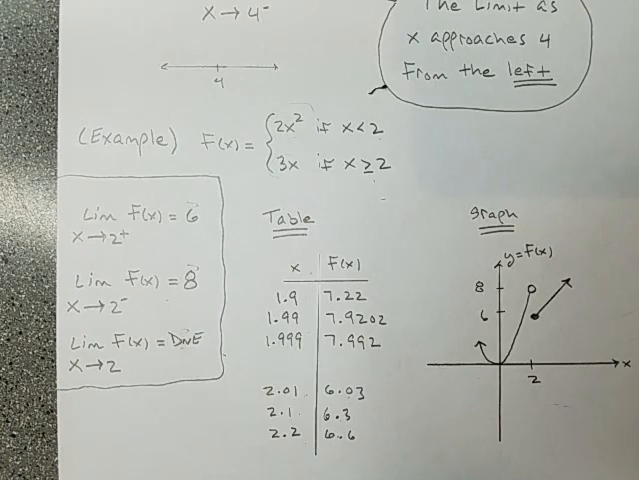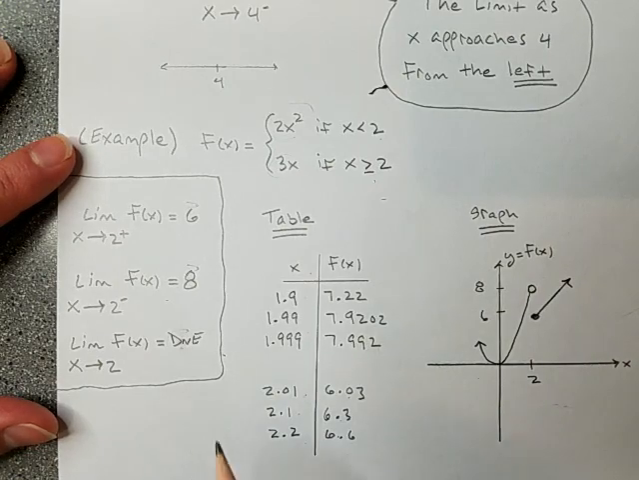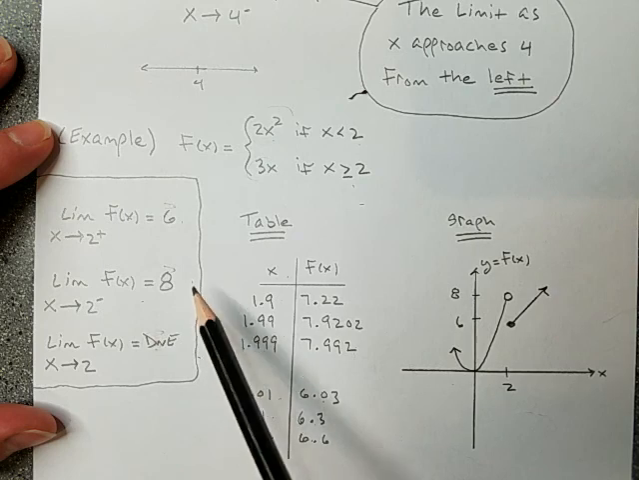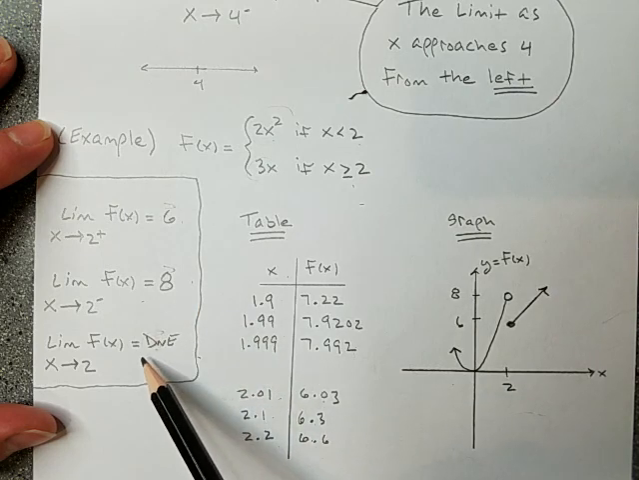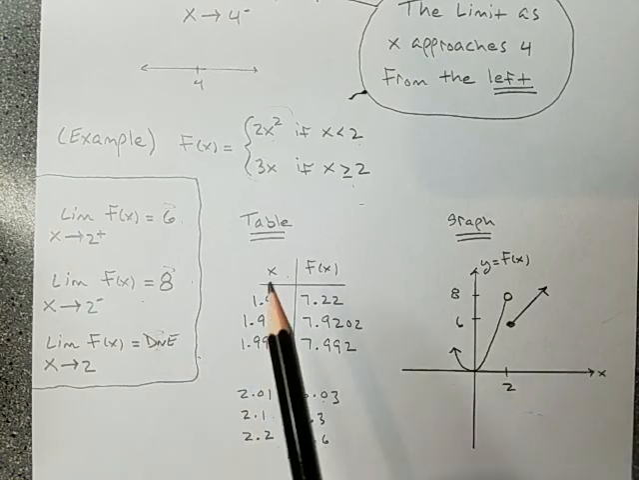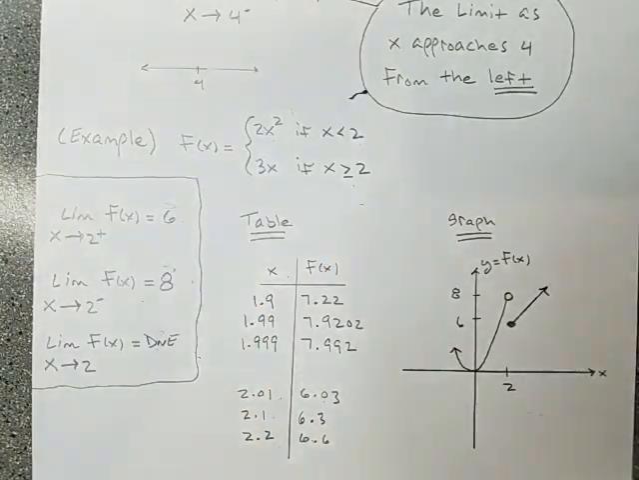Okay, so you got the right-hand limit, the left-hand limit, and just the limit, okay? Now, one more fact about this is if these were ever different, this one would always be does not exist, okay? All right, so keep that in mind. Let's look at one more.